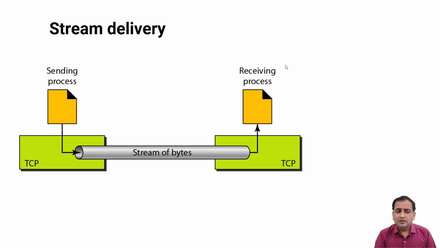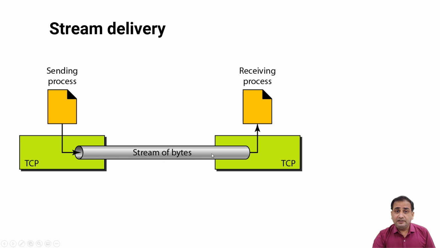Look at this diagram. On the left-hand side, you have a sender, and on the right-hand side, you have the receiver process, right? Now, the job of the sender process is to push the data towards the receiver process. So basically, the logical concept is that there is a pipe between the sender and the receiver.